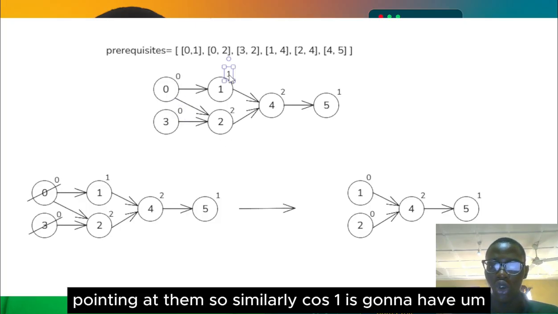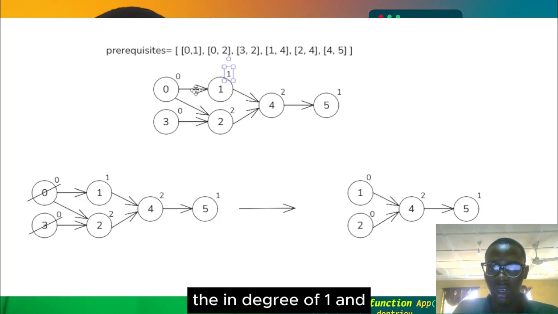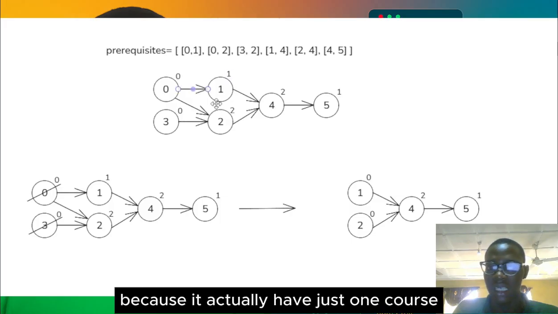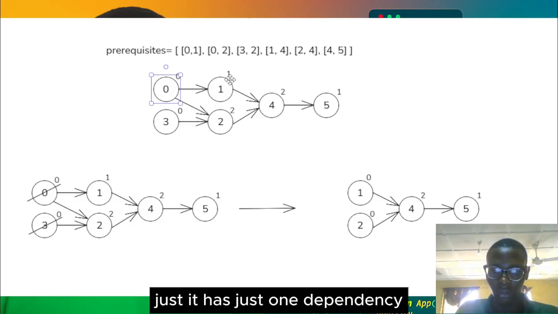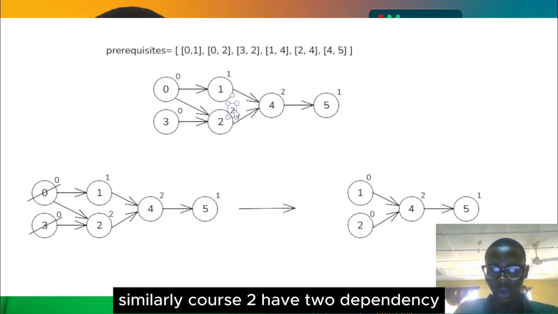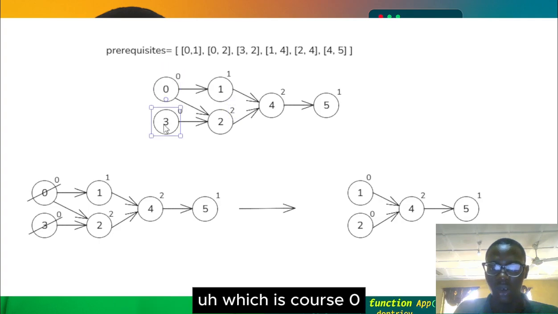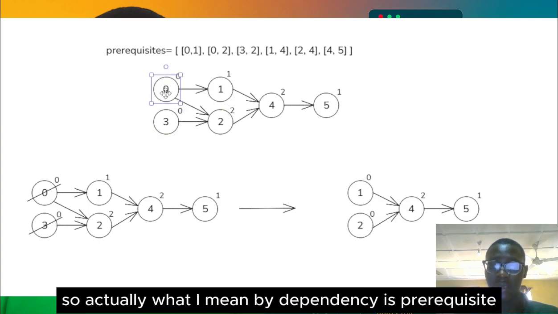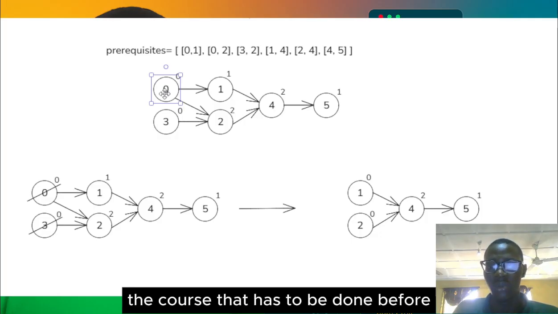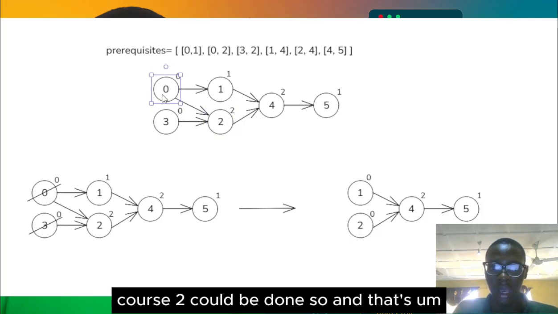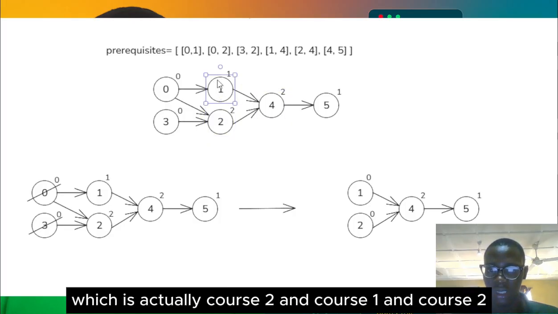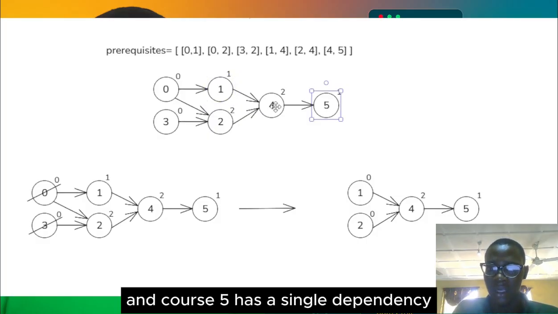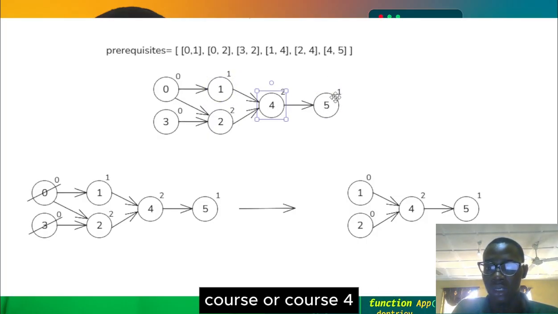Similarly, course 1 is going to have an in degree of 1, because it has just one course pointing at it, meaning that it has just one dependency. Similarly, course 2 has 2 dependencies, which are course 0 and course 3. So what I mean by dependency is prerequisite, right? That is the course that has to be done before course 2 could be done. Similarly, course 4 has 2 dependencies, which are course 1 and course 2, and course 5 has a single dependency, which is course 4.